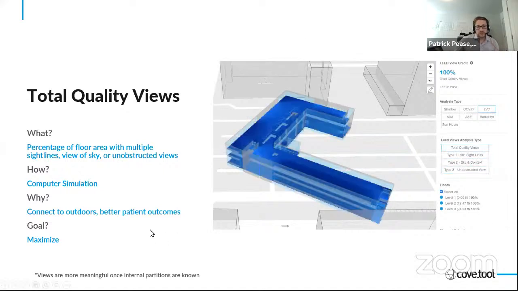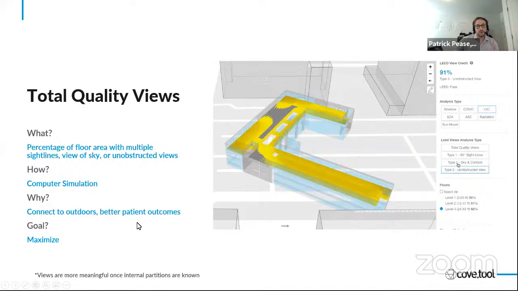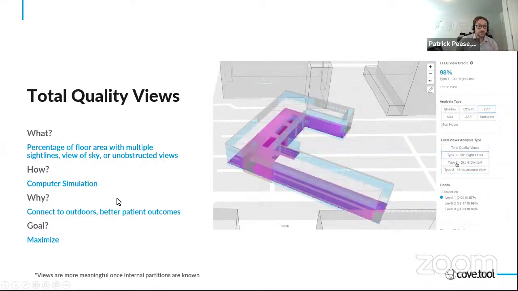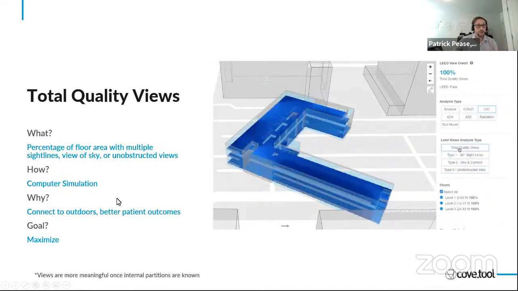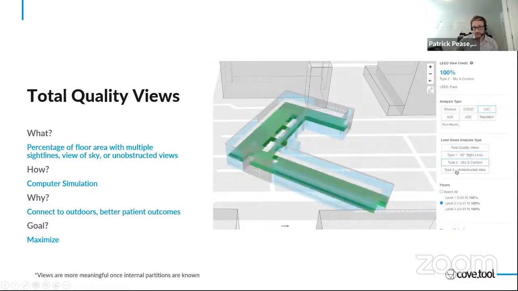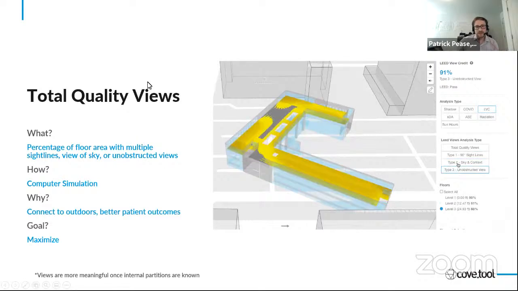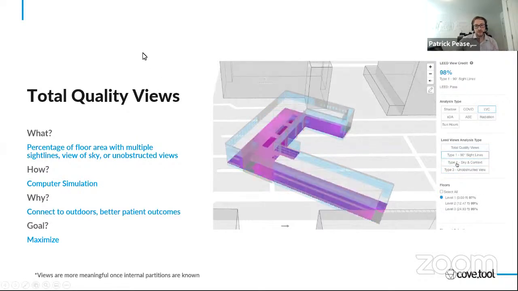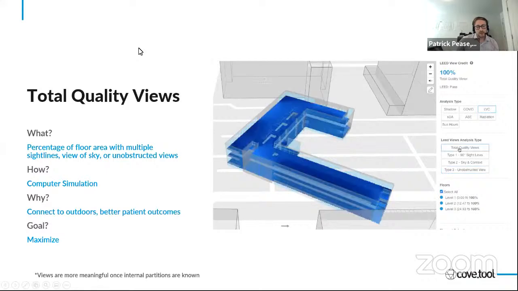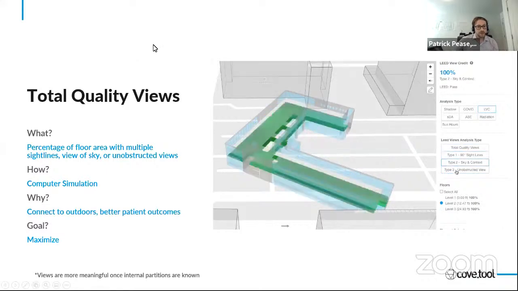One caveat on this one is it is very important, of course, to include internal partitions when we're looking at views, because if there's a wall in the way, we won't be able to see the outside. For deep floor plans, this can be very impactful. So that's always something to think about when you're looking at views. Do you have all the information required? So do you have the internal layout?